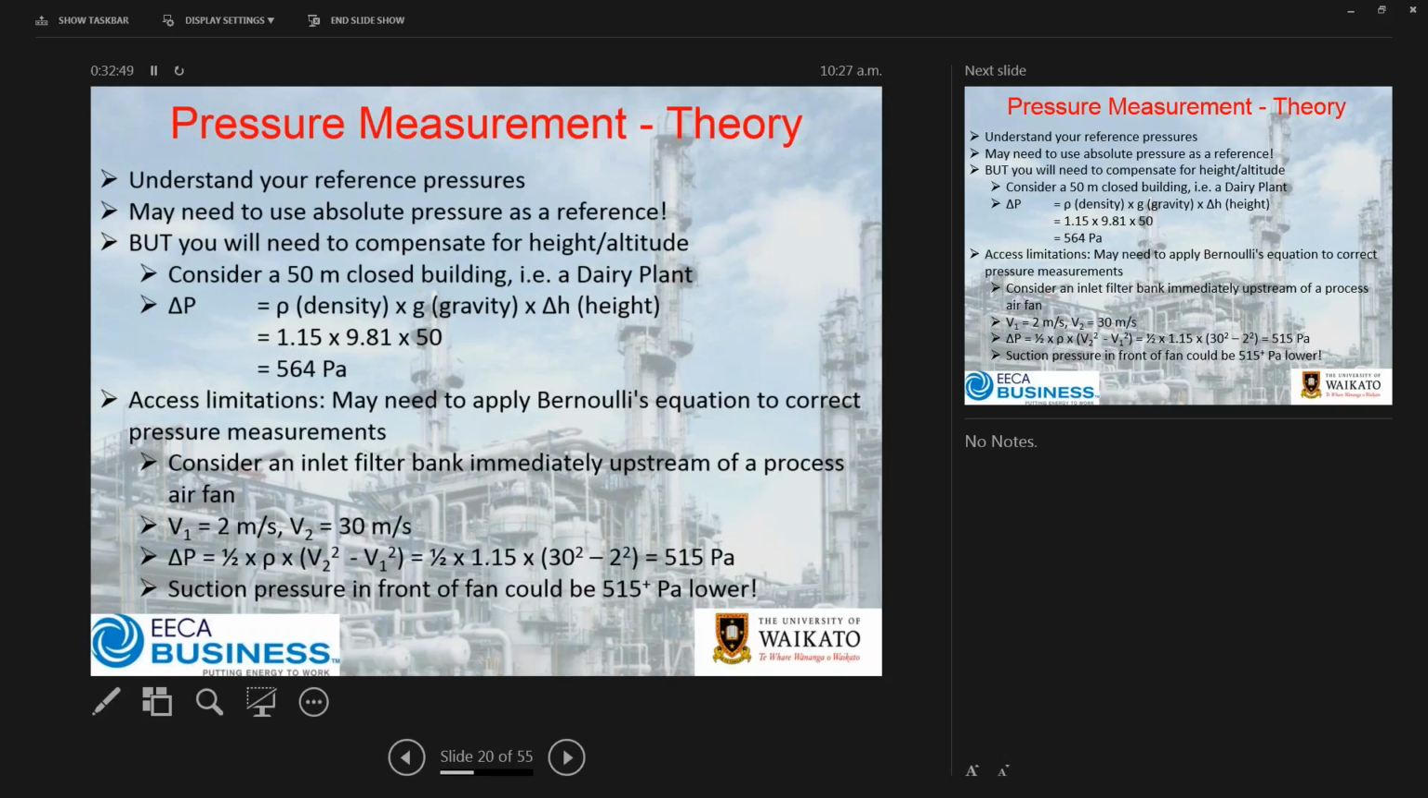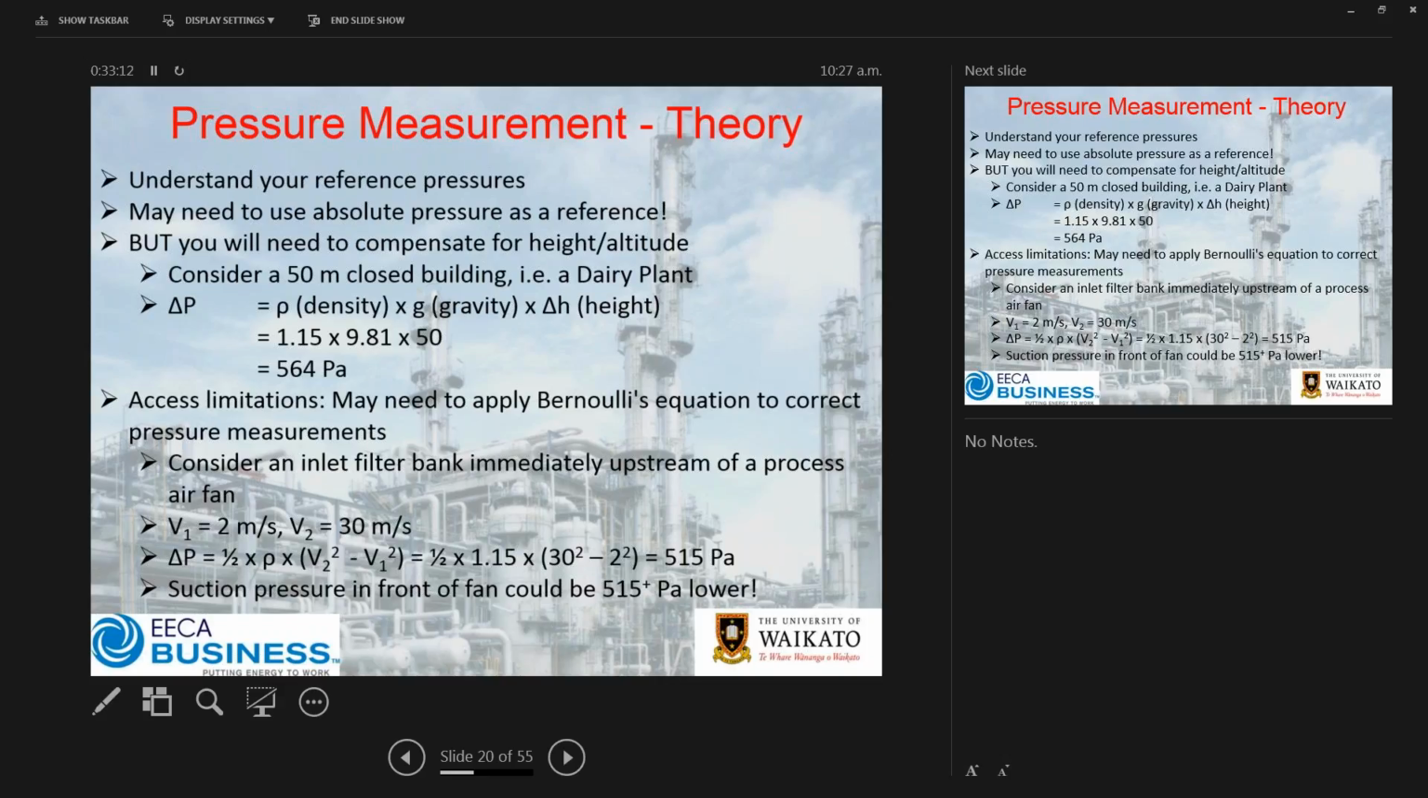Now, if you do this, you need to be very careful, especially in larger plants with multiple levels. And here's a really good example. So if you've got a 50-meter tall building, like a modern dairy plant as an example, or other process facilities, and you're actually using an absolute pressure measurement, what you need to understand is, irrespective of what's going on with the process, just by virtue of gravity, we have a change in pressure with height.